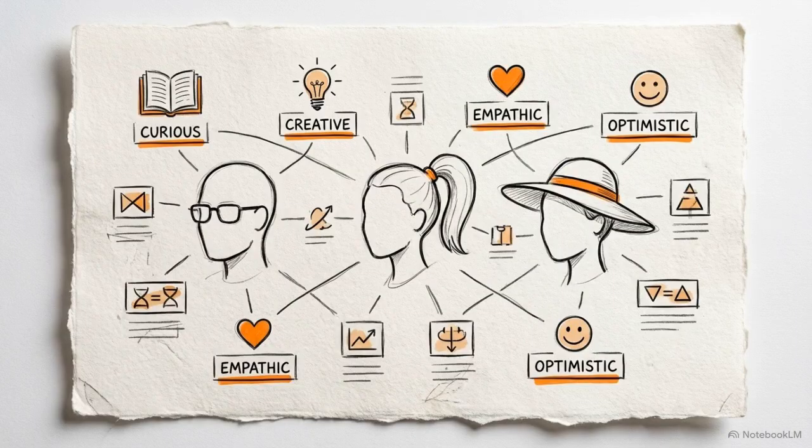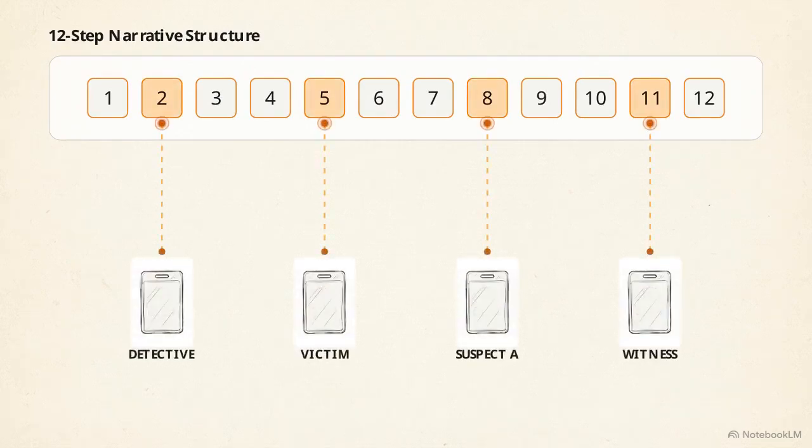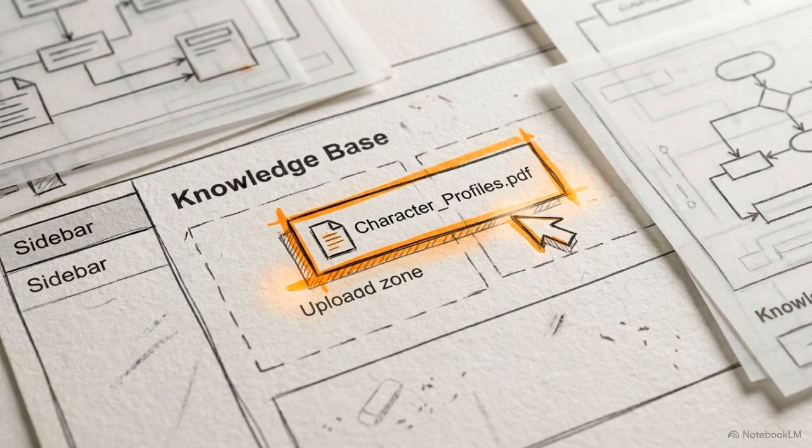Step 4 introduces the cast. Start a new chat and instruct Claude to build character profiles based strictly on the 12-step formula we just finalized. We repeat our required loop, extract the resulting character sheet, and immediately upload it back into the project knowledge base.